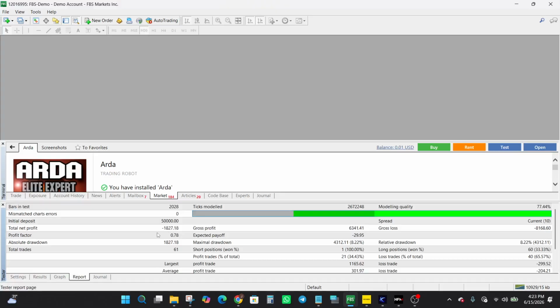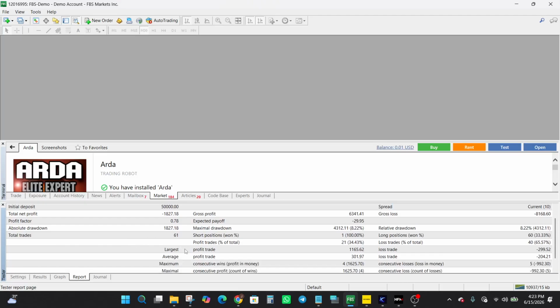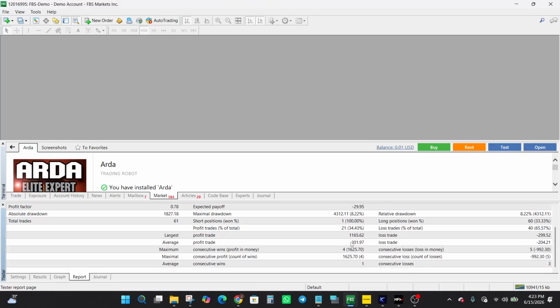All right, looking at the reports, I can see that from an initial deposit of $50,000, the total net profit is negative 1,827.18, and the total trades taken were 61, out of which 21 were profitable, giving us a 34.43% win rate. The largest profit was 1,165.62, and the largest loss was 299.52. The average profit was 301.97, and the average loss was 204.21. So this tells me that the average risk to reward ratio is not good enough, even though it is a little bit okay, maybe very close to 1:1.5.